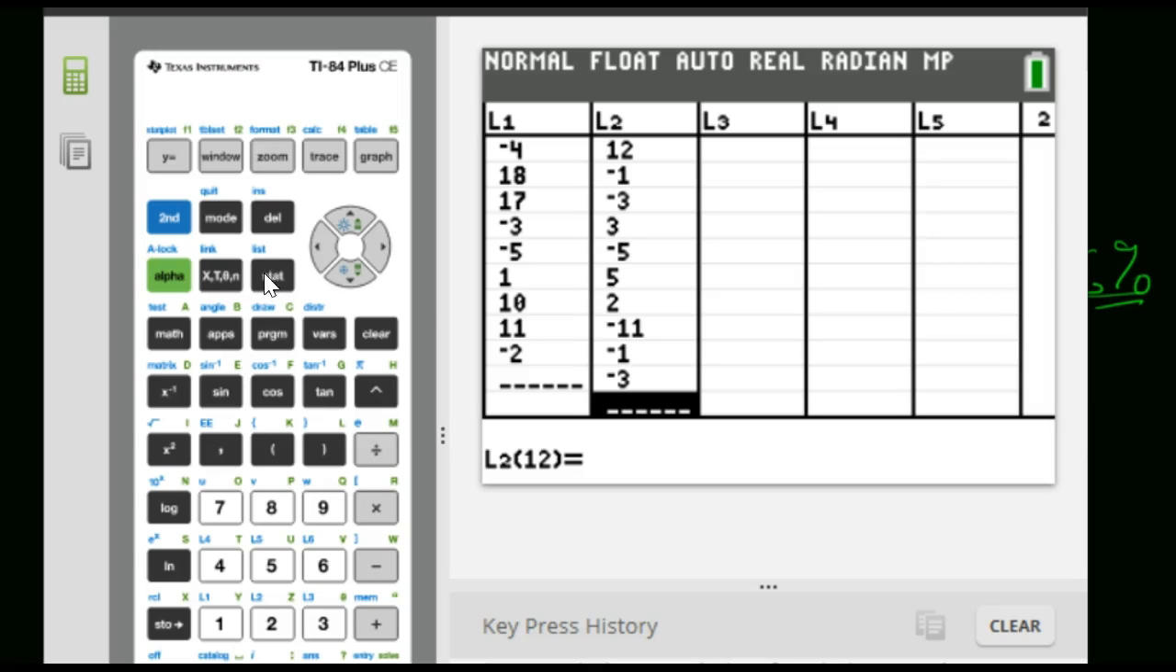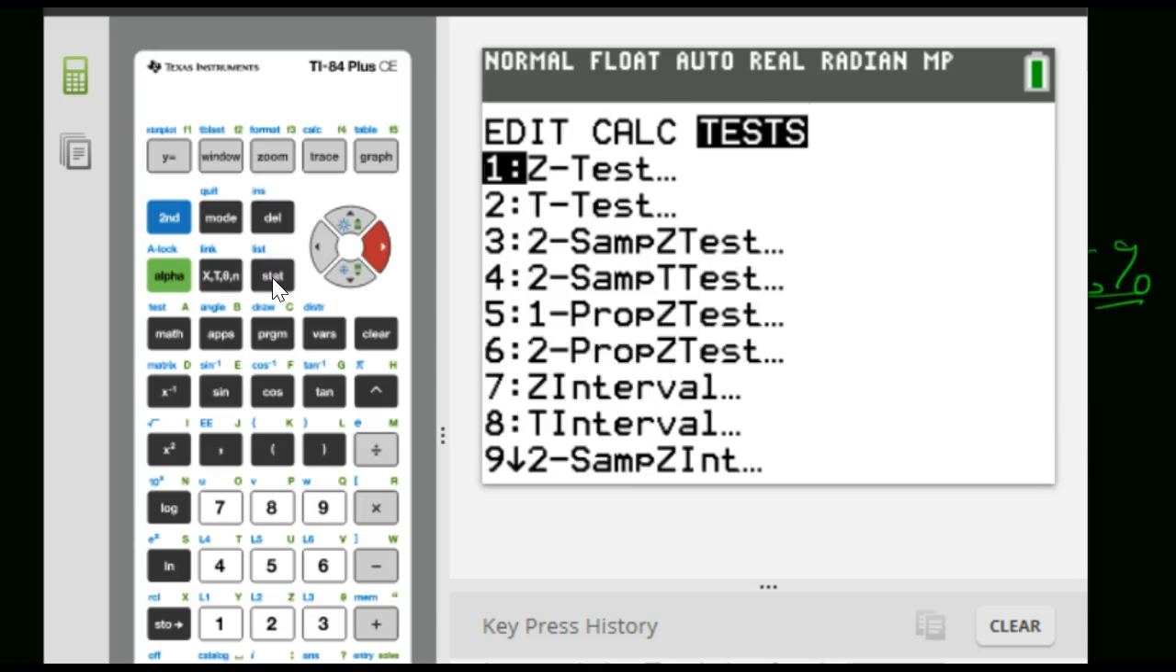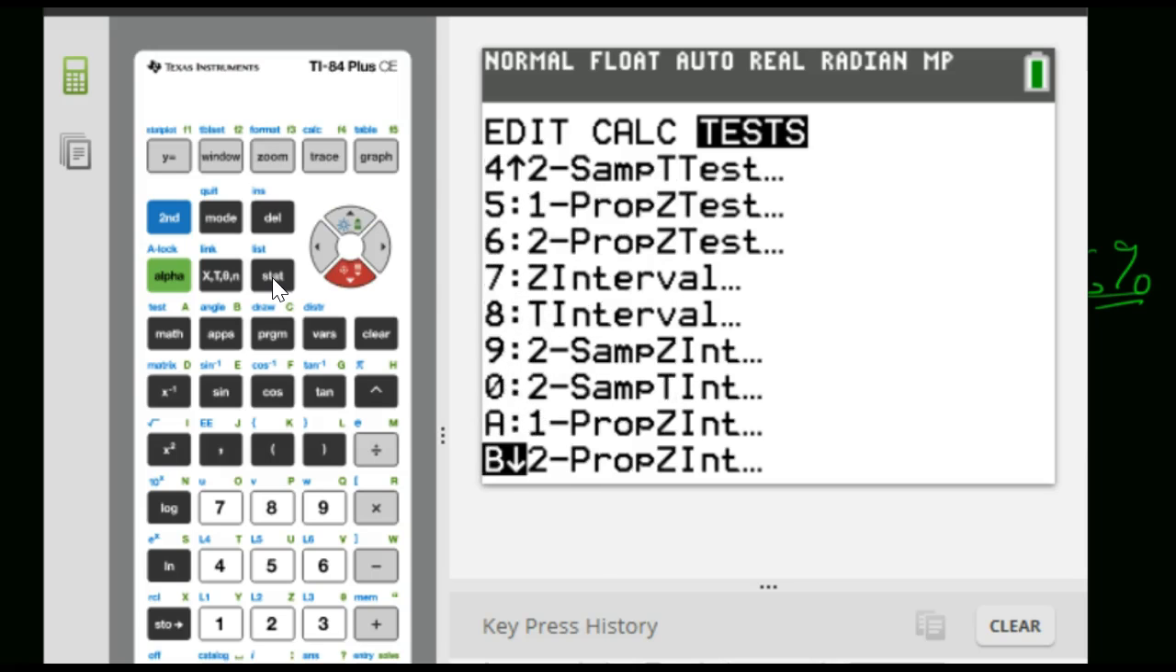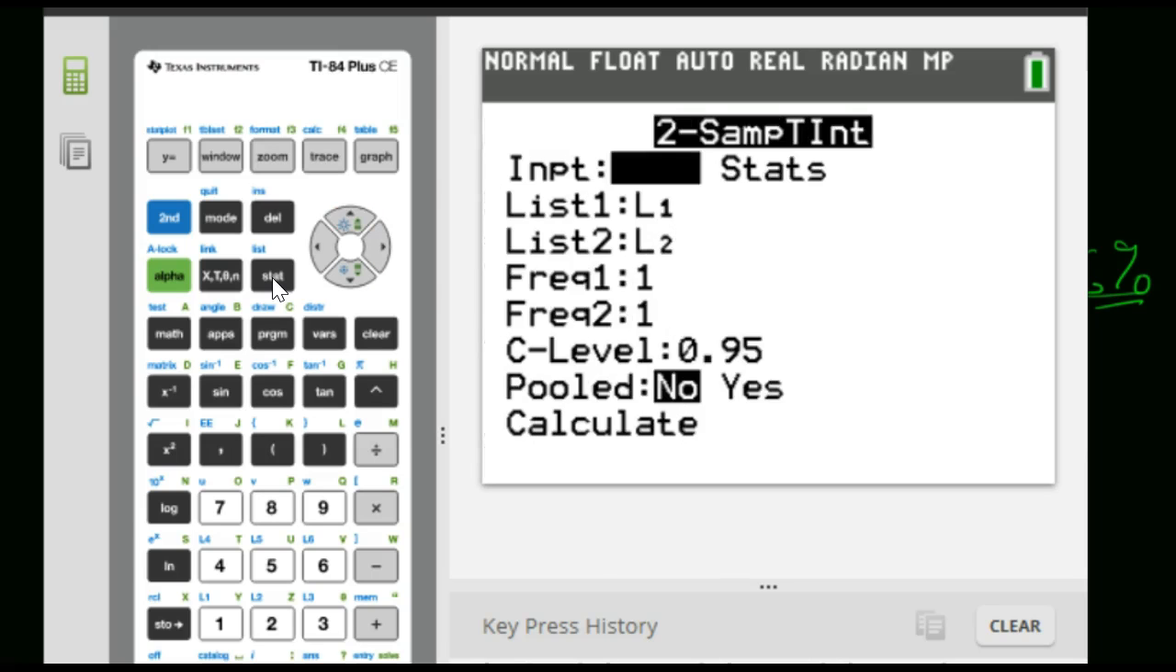So what I'm going to do here is have the calculator generate the confidence interval. So I'm going to go stat tests. We're using the t distribution. We're using two samples, so I want a two sample t interval, right? That's what I want there.